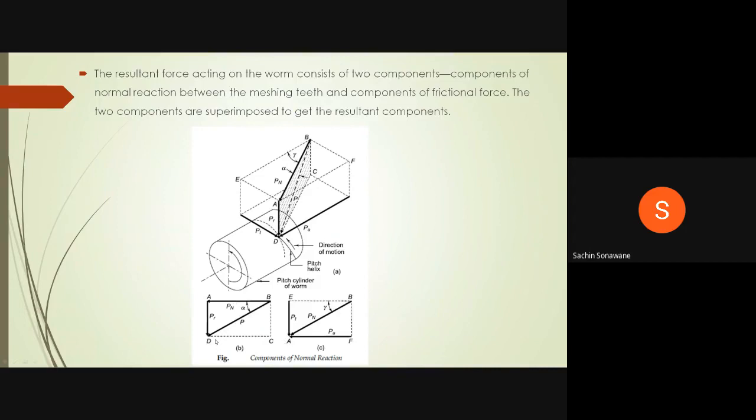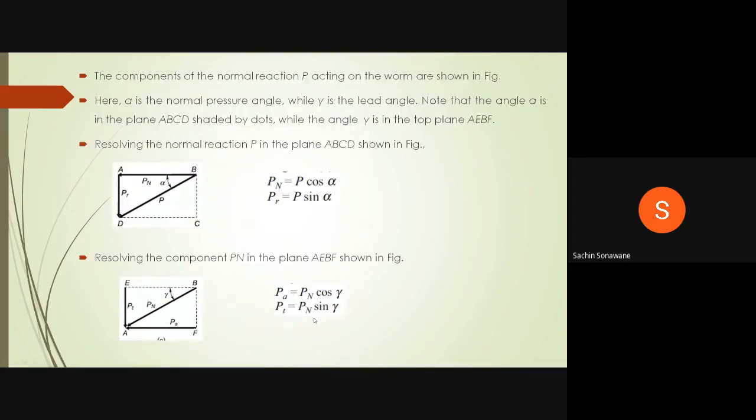Therefore, A, B, C, D. We have taken A, B, C, D rectangle outside. AB indicates normal force or normal reaction. PR is nothing but radial force, which is indicated by AD, which is equal to BC. Similarly, EA indicates tangential force. AF indicates axial force PA. AB indicates normal force or normal reaction PN. Therefore, the components of the normal reaction P acting on the worm are shown in figure. Here alpha is the normal pressure angle while gamma is the lead angle.